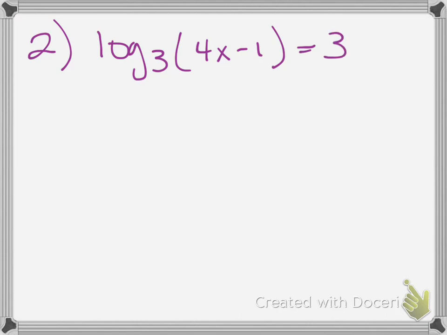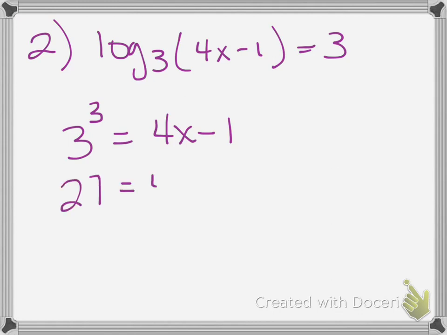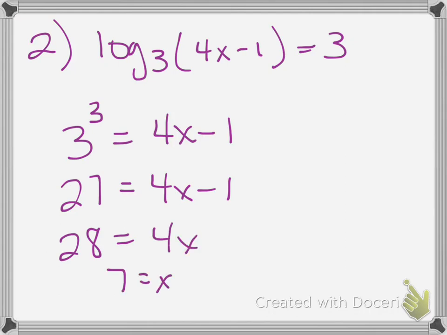Looking at our second problem, we have log base 3 of 4x minus 1 equals 3. Again, I'm going to write this as an exponential equation, which is 3 cubed equals 4x minus 1. So I'm going to have to do a little bit more legwork. 3 cubed is 27. That equals 4x minus 1. I add 1 to both sides to get 28. So therefore, 7 equals x.